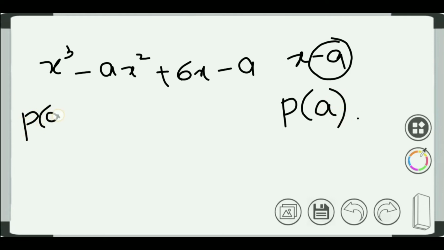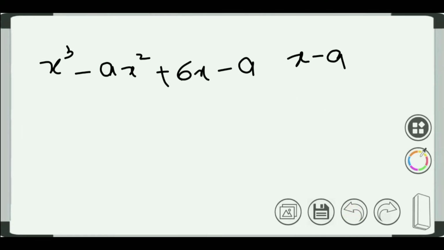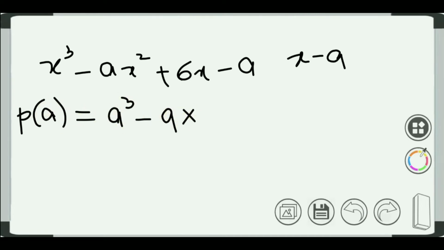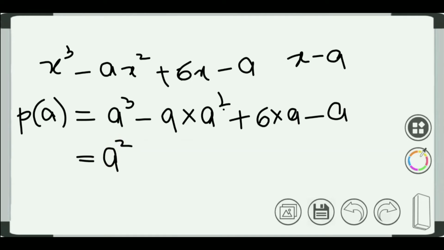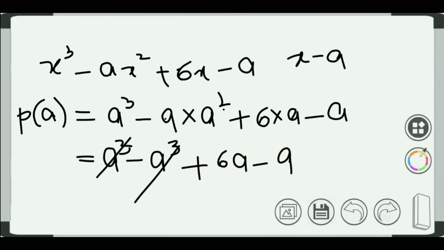P of a. Replace all the x by a. P of a is a cube minus a into a square plus 6 into a minus a. A cube minus a square into a, a cube, plus 6 into a, 6a minus a. A cube minus a cube got cancelled. 6a minus a, 5a. So this is the remainder of the given polynomial.